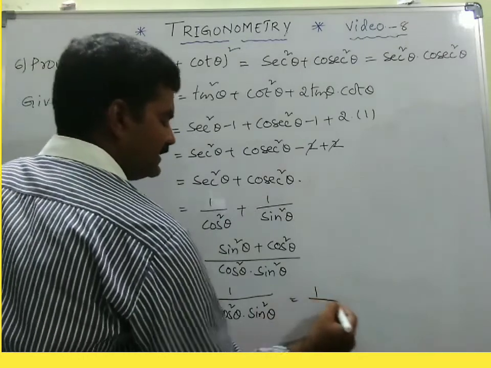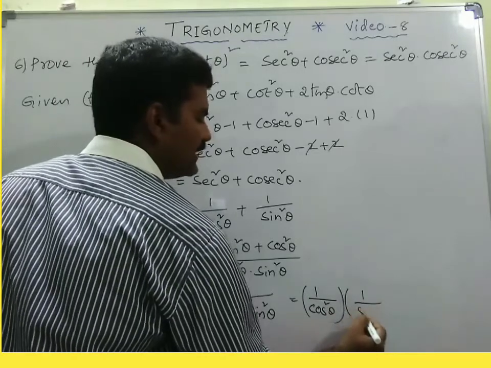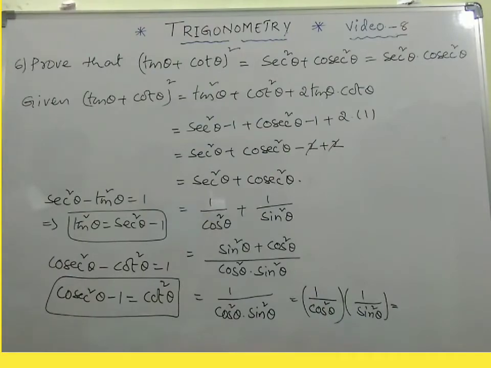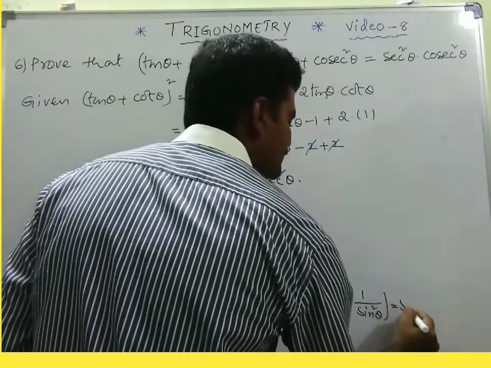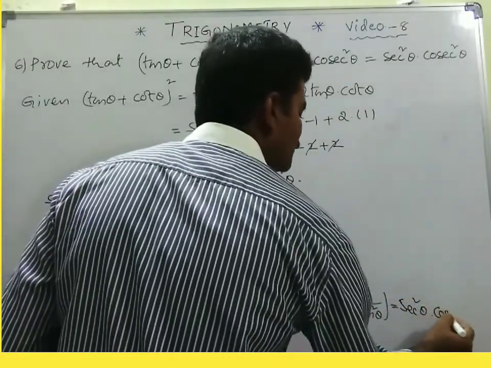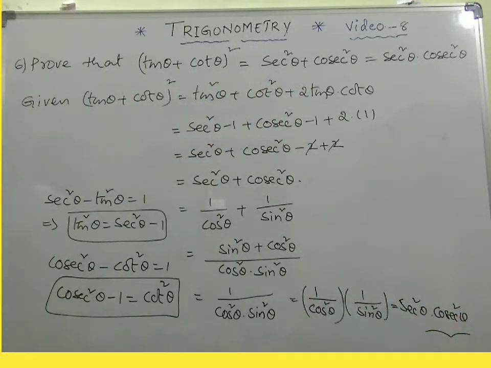Further, I just want to write it like this: 1 by cos square into 1 by sin square. Can we write it or not? Fine. Now 1 by cos square is nothing but secant square theta, into 1 by sin square, which is nothing but cosecant square theta. So the last result also we proved. So finally, (tan theta plus cot theta) whole square is equal to secant square theta plus cosecant square theta, that is equal to secant square theta into cosecant square theta.